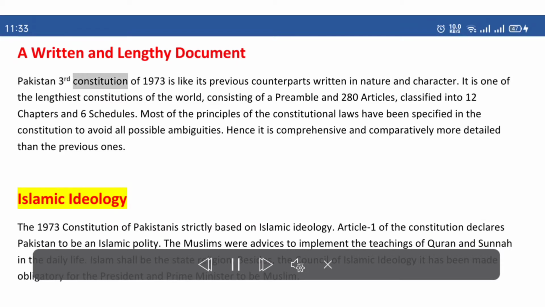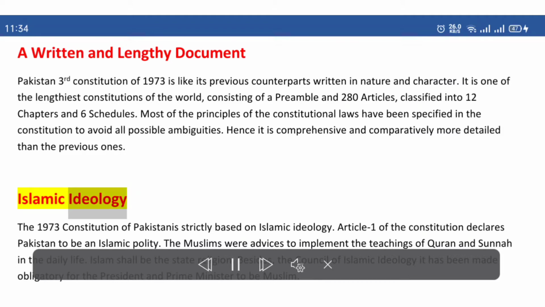Pakistan's third Constitution of 1973 is, like its previous counterparts, written in nature and character. It is one of the lengthiest constitutions of the world, consisting of a preamble and 280 articles, classified into 12 chapters and 6 schedules. Most of the principles of constitutional law have been specified in the Constitution to avoid all possible ambiguities. Hence it is comprehensive and comparatively more detailed than the previous ones.